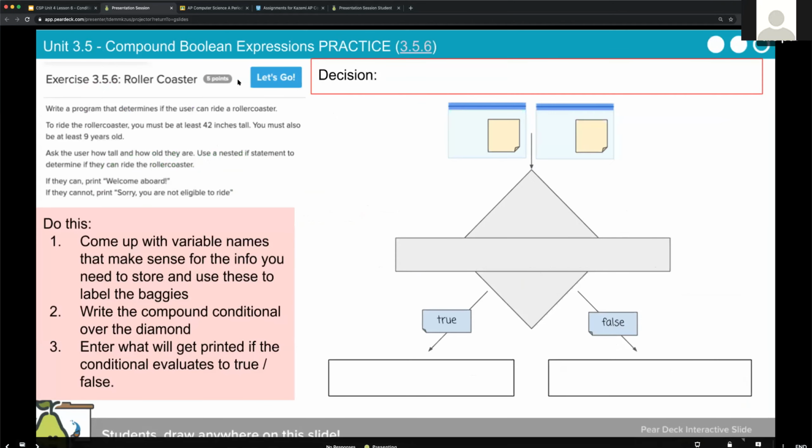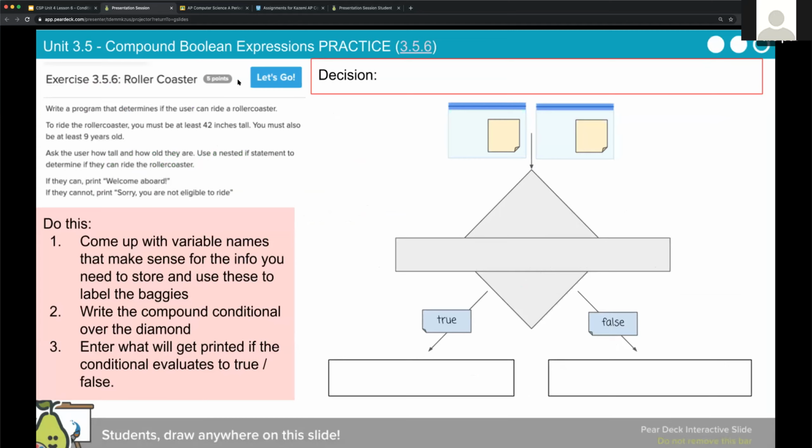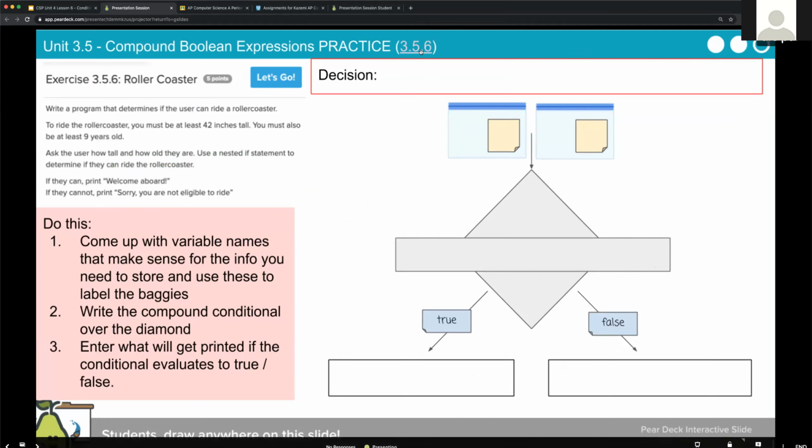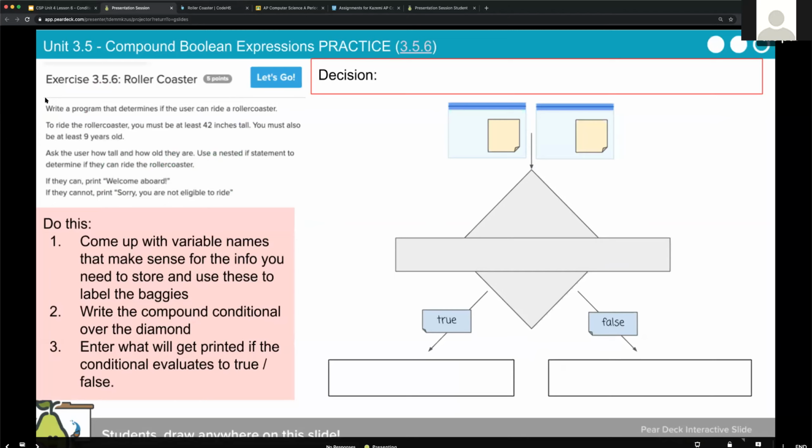All right. So the last thing that we're going to do is here is the first homework exercise on CodeHS. This is 3.5.6. It's actually linked at the top here if you want to open it. I went ahead and I put the actual homework description here.